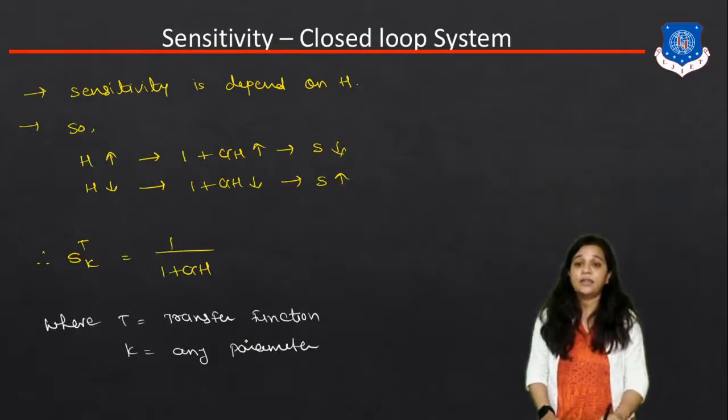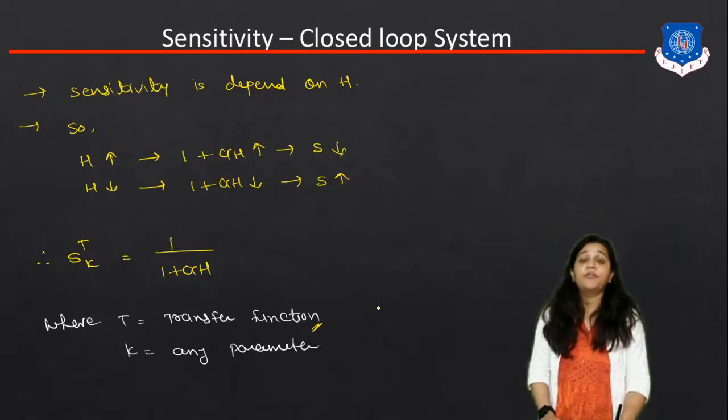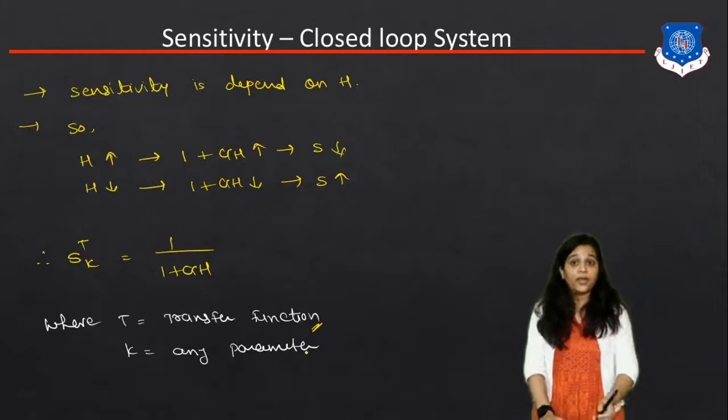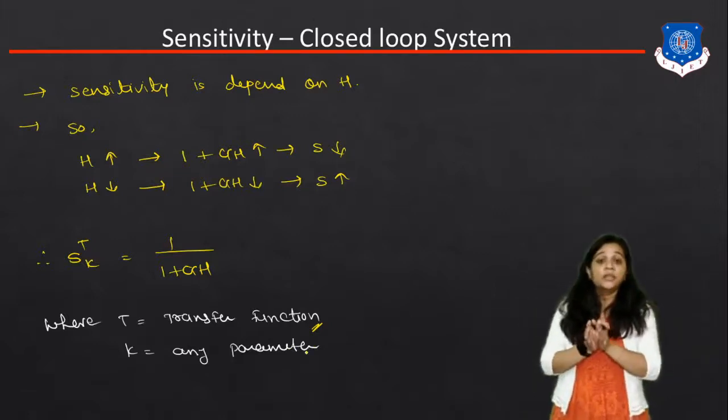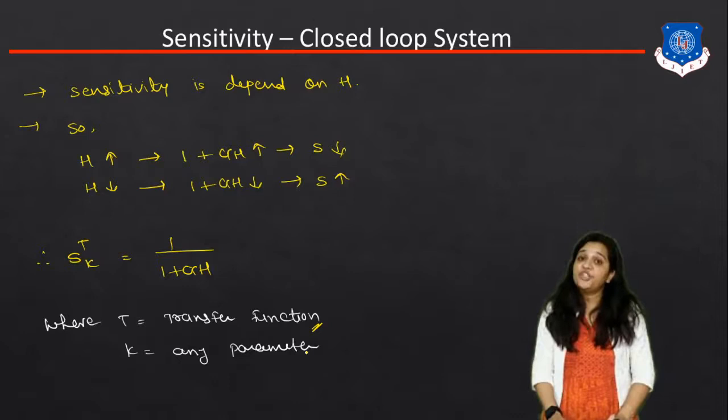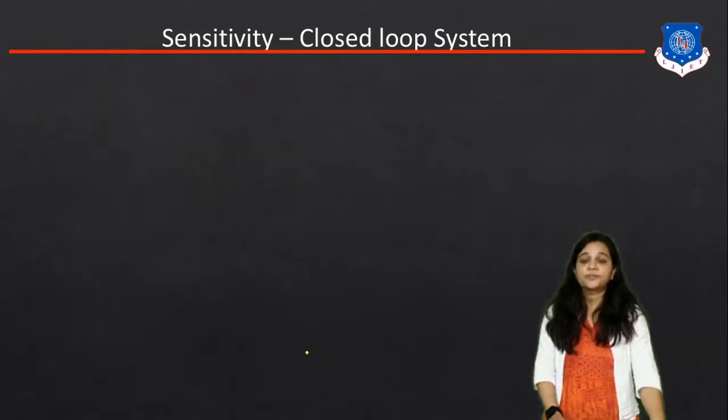Why do we consider the transfer function here? Because we can use different types of closed loop systems for this particular plant, so for a different closed loop transfer function, we get a different sensitivity. So T is our transfer function and K is any parameter. As we discussed earlier, if the value of any parameter changes, the value of the sensitivity will change. So S_K^T is equal to 1 upon 1 plus GH.